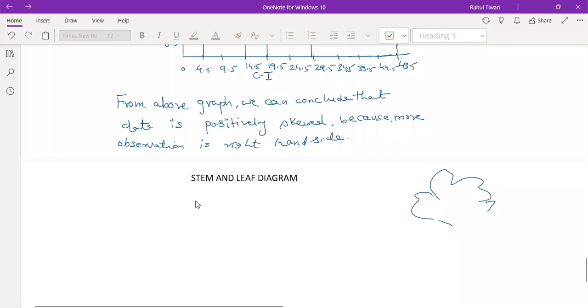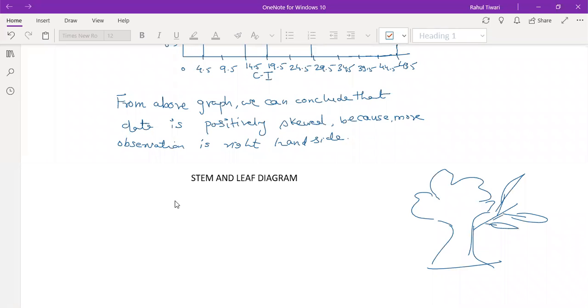So you can consider any example. Suppose I consider this leaf. This is a stem. It contains one leaf. It may contain one more leaf. Like that, this is a stem, and this part is leaf. And you may understand here, you are able to count how many stems and how many leaves are there.